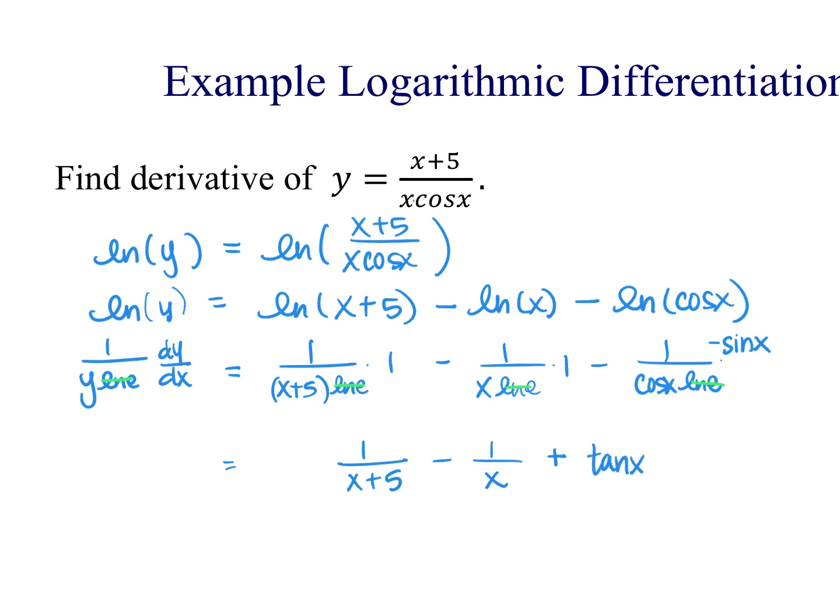And then I want to get dy/dx alone. So you can kind of do a bunch of things at the same time. If I want to get dy/dx alone, then that means all of that will be multiplied by y. But we know that y was originally x plus 5 over x times cos x. And that gets me dy/dx alone. So it's a very different looking answer than a quotient rule answer. But it is legally and legitimately the exact equivalent answer.